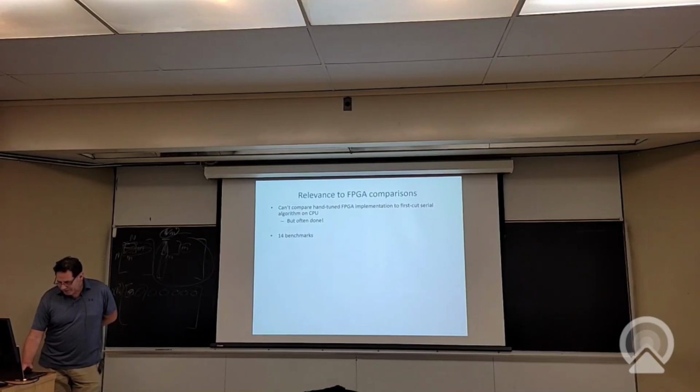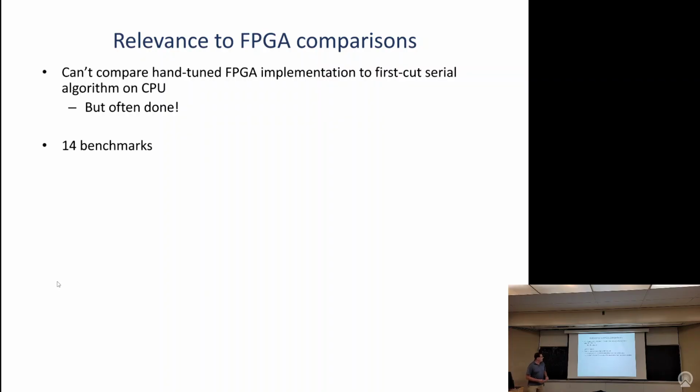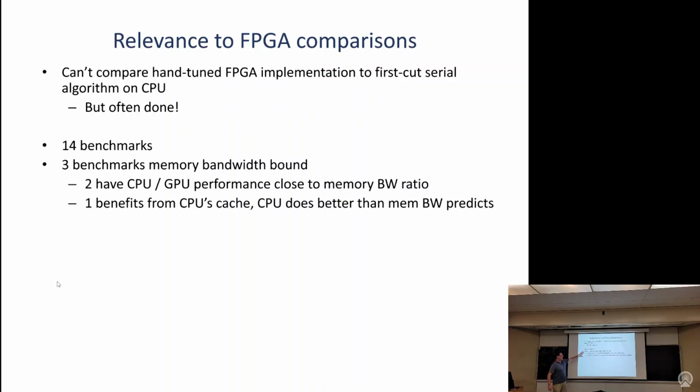Okay, so they did 14 benchmarks. And I found it interesting that they don't always get the same answer. Three of the benchmarks were memory bandwidth bound, and two of them were essentially predictable. They found that the performance ratio was close to the CPU to GPU memory bandwidth ratio. One of them could use the CPU's cache efficiently. I can't remember exactly why, whether it was a blocking technique or what, but that means the CPU does better than a straight comparison of memory bandwidth would indicate.